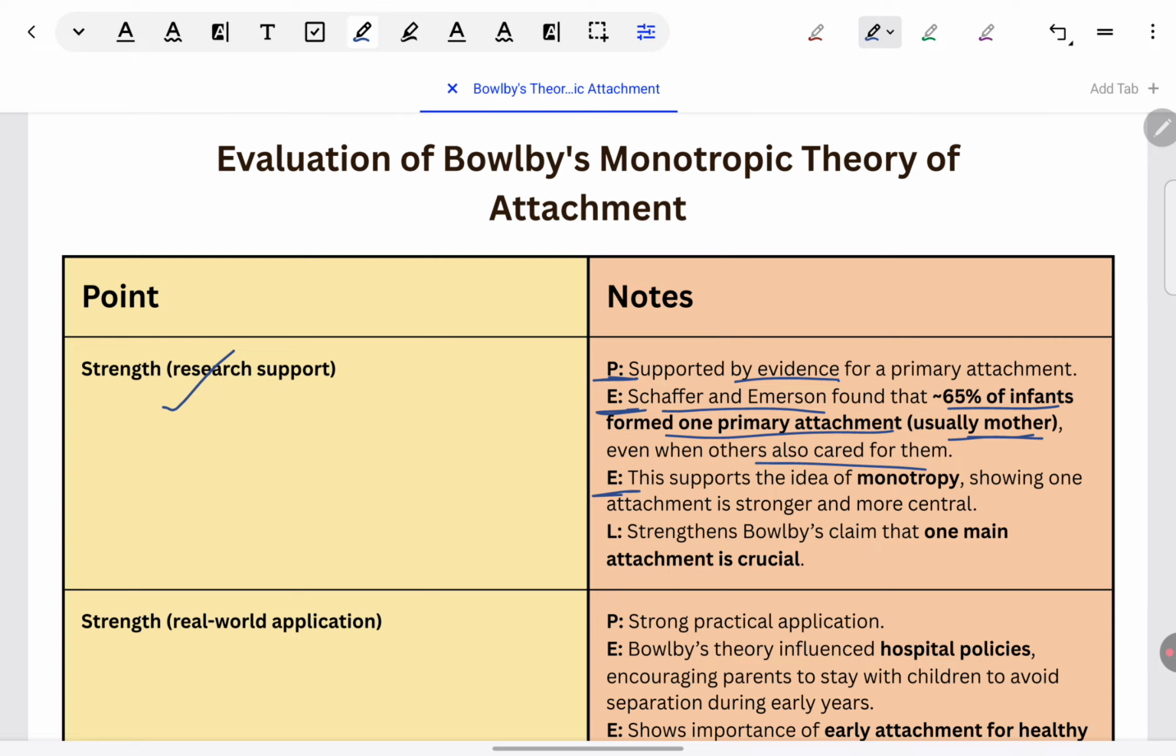So now, to explain why this is a strength, this is where we link back to Bowlby's theory, because it shows there is monotropy. It's not just an idea. Empirically, Schaffer and Emerson have observed that there is one strong attachment in the baby's life, and it is stronger and more central. So definitely link-wise, it shows that Bowlby's main claim in the monotropic theory, that one main attachment has to be there in the baby's life which is more important than others, has proof.